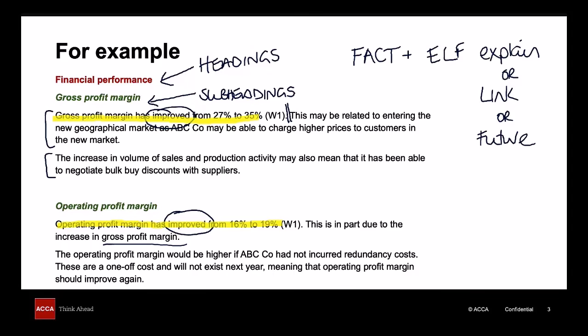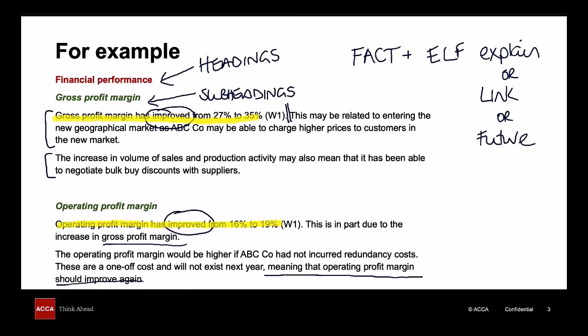What about future? Down here in the operating profit margin section again, the second paragraph, operating profit margin would be higher if there weren't redundancy costs. These are a one-off cost, won't exist next year, meaning operating profit margin should improve again. So that's me getting out my crystal ball and thinking about what will happen in the future. So if you can say one of those things, that's how you're going to access marks. For every extra thing, you're going to access some more marks.